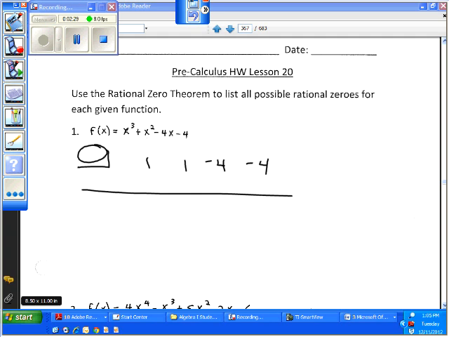+1, -1, +2, -2, +3, -3, +1,000, -1,000, +1/10, -1/10. So you could check all day. If you do synthetic division and you get a remainder of 0, then you know you found a root. And the root is going to be that number. The factor would be x minus that number, right? But we don't have a number to put in there.